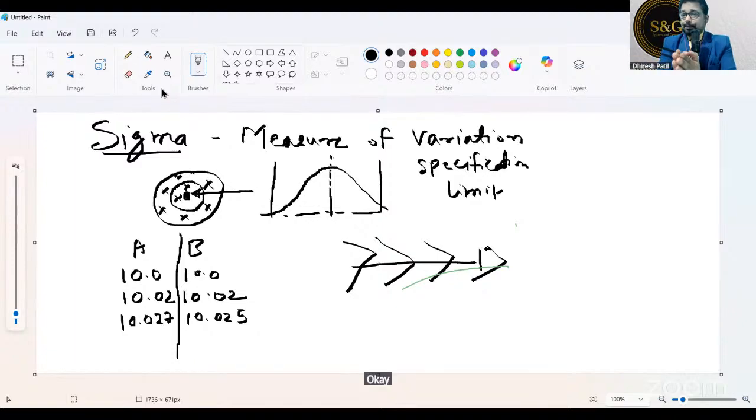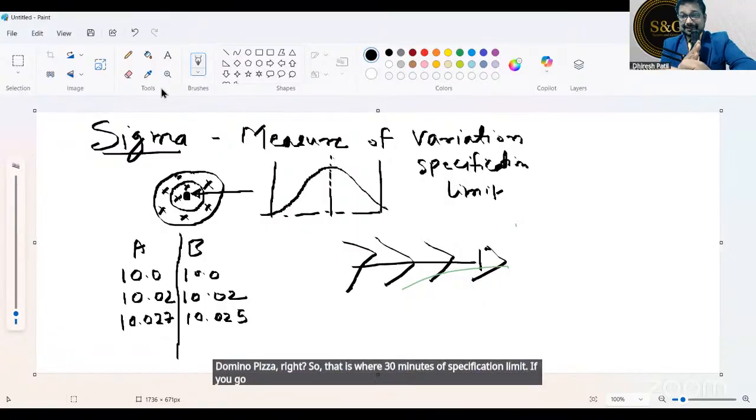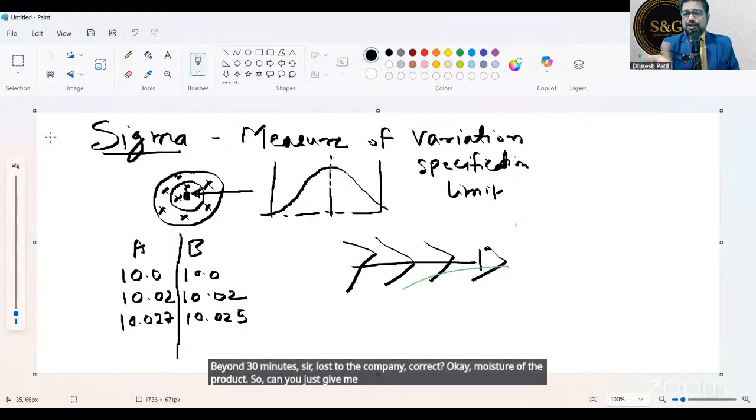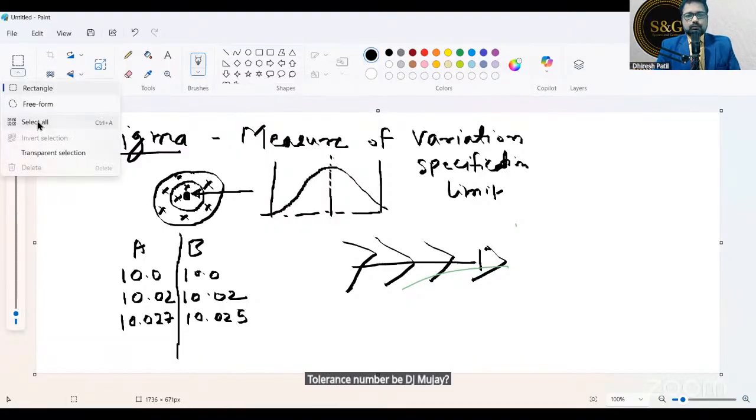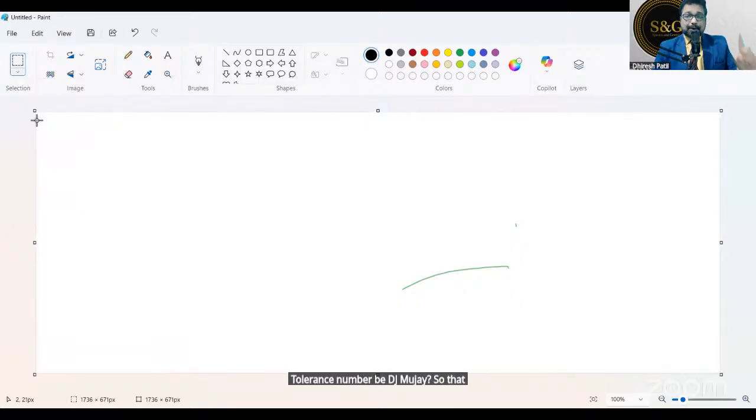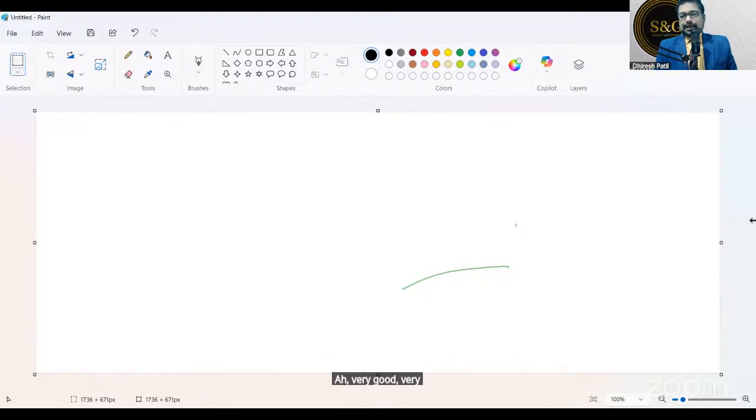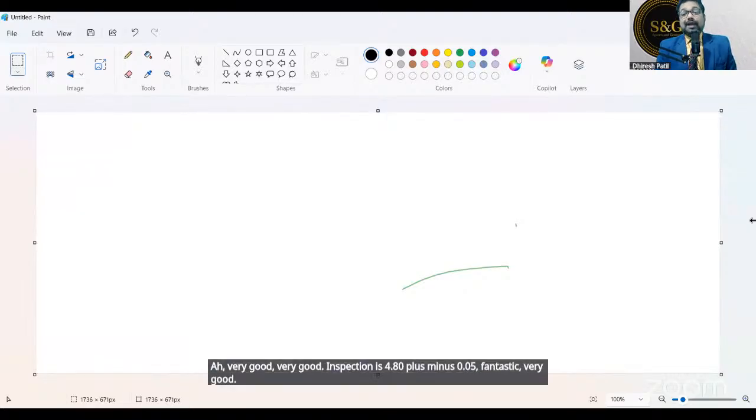Okay, I'll give an example of pizza delivery, 30 minutes or free, Domino's Pizza, right? So that is where 30 minutes is a specification limit. If you go beyond 30 minutes, it is a loss to the company, correct? Okay, moisture of the product. Can you just give me the tolerance number as well? Tolerance number also, give me, so that we can take some reference from there. Very good, very good. Inspection is 4.80 plus minus 0.05. Fantastic, very good.